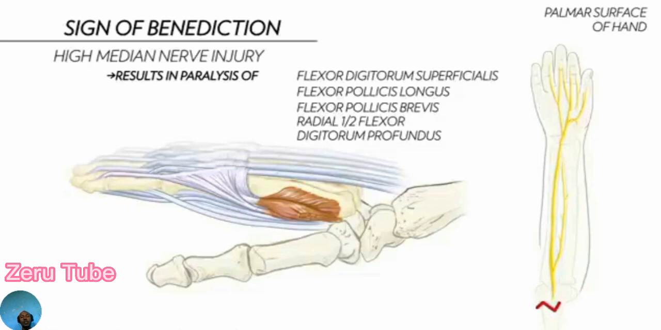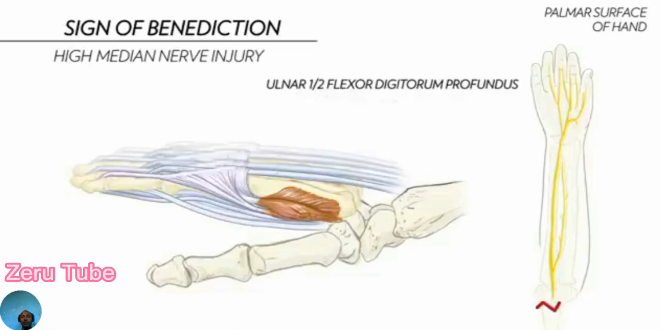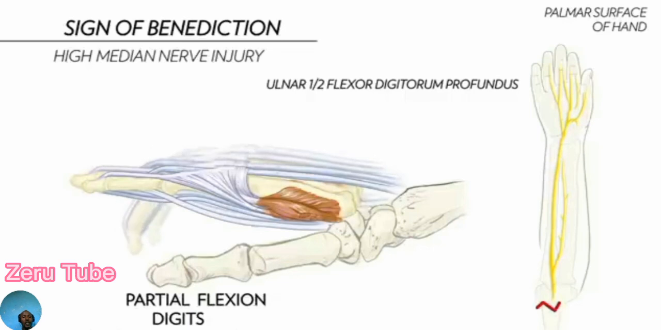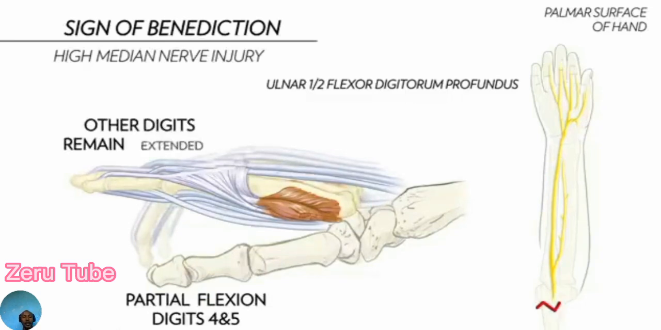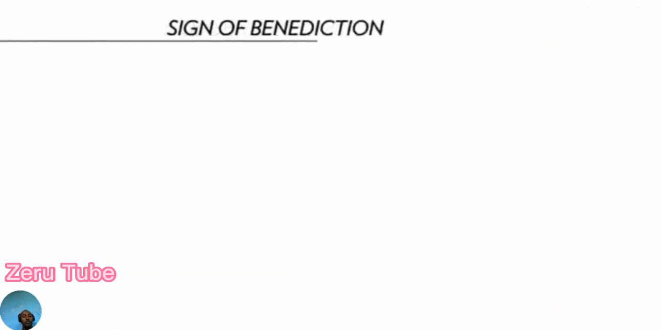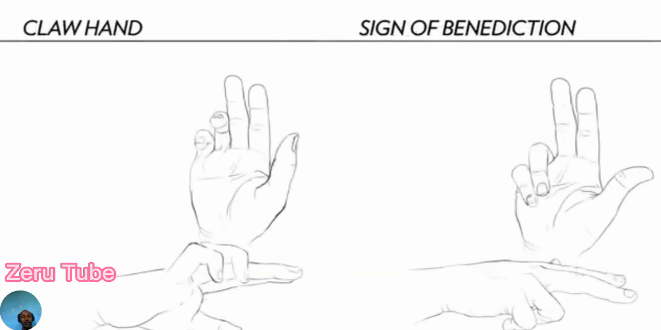In addition to that, there is paralysis of the muscles found in the hand. Due to that, there is a partial flexion of the digits at digits 4 and 5. The muscles at digits 4 and 5 are innervated by the ulnar nerve, so the muscles that are important for flexion of 4 and 5 become flexed.